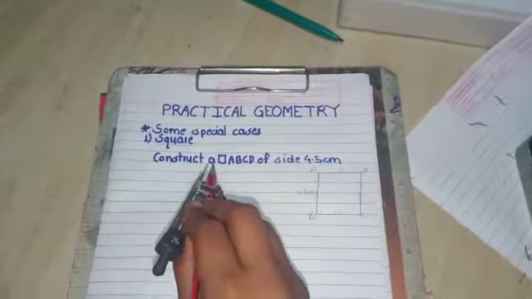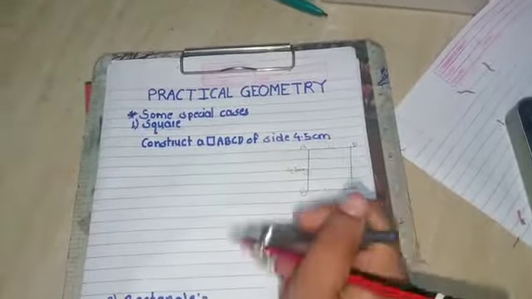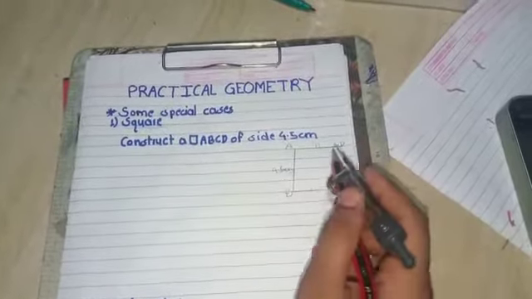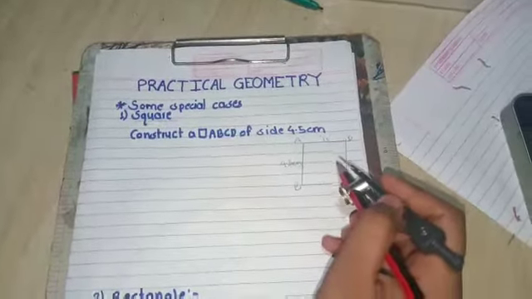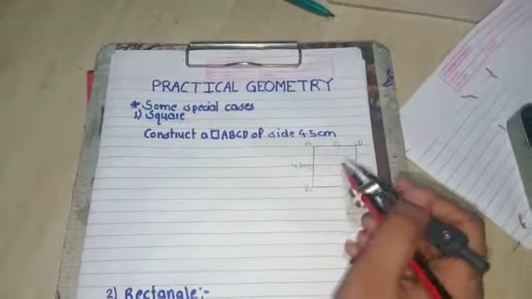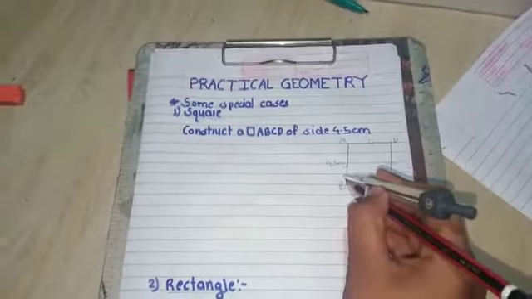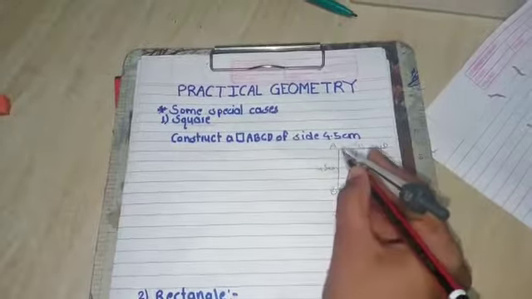Construct a square ABCD having the side as 4.5 centimeter. To draw the construction, what will we do? First we will draw the rough figure, as we have drawn here, ABCD, where every side is equal to 4.5 centimeter. And one more property of the square is that all sides are equal and every angle should be 90 degrees. Okay, so let's start the construction.